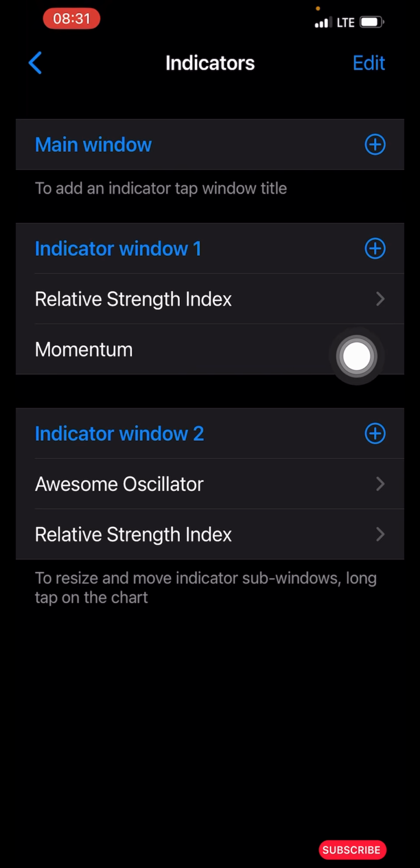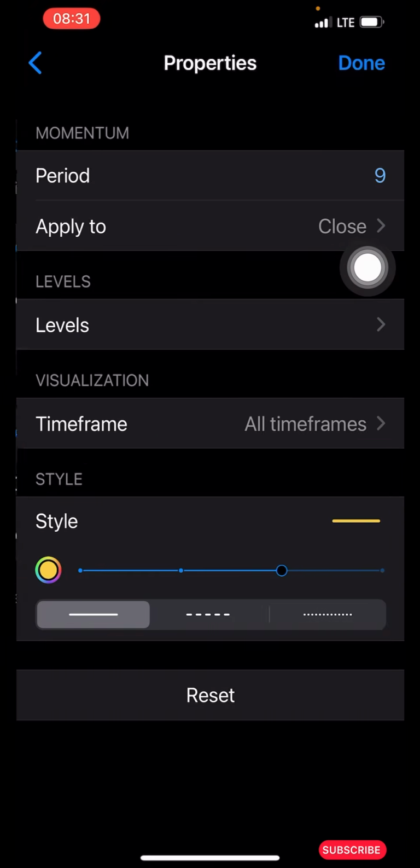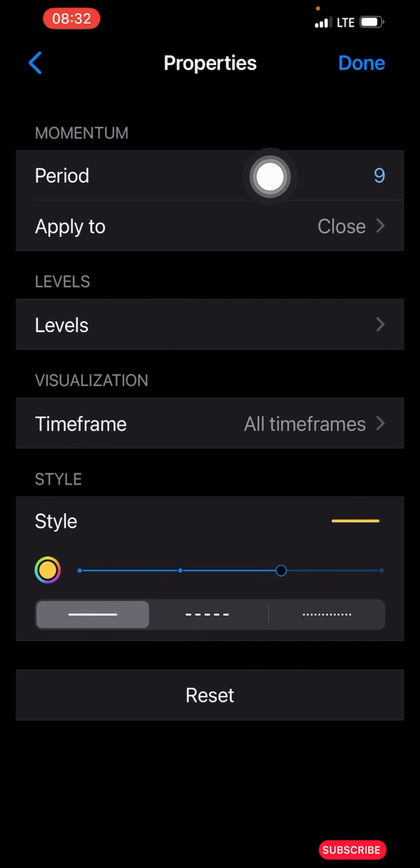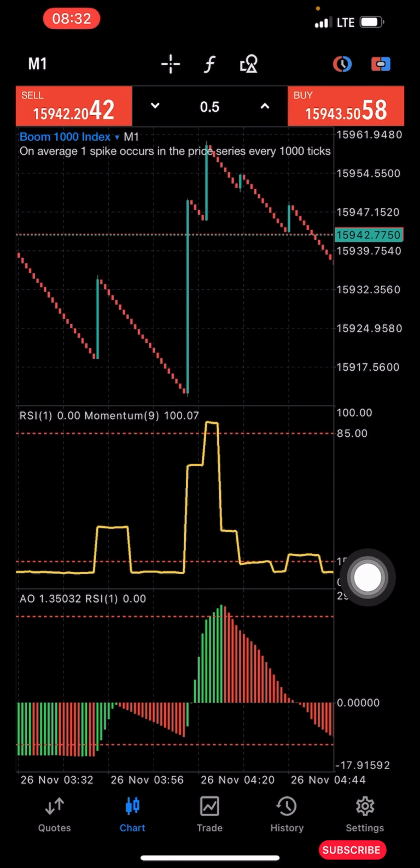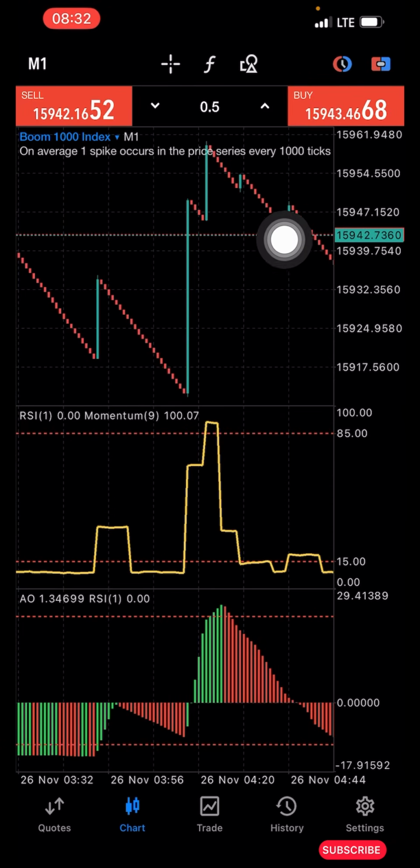The next indicator we have here is the momentum. So you have to click on the indicator in the 1 plus icon in order to add the momentum under the relative strength index. So you click on this plus icon, you search for your momentum. The period is 9, apply to its close. The level, you leave it as it is. Time frame is all time frame. The style, you have to make it color yellow, 3 pixel, and then you click on done. So once you have added those two indicators, you are going to have this first indicator here.